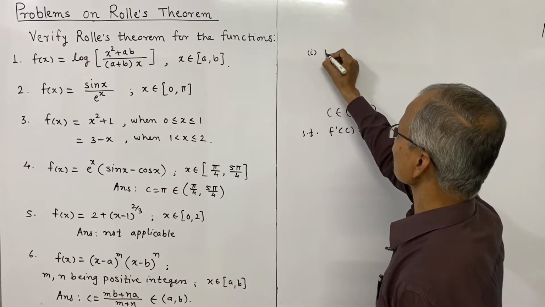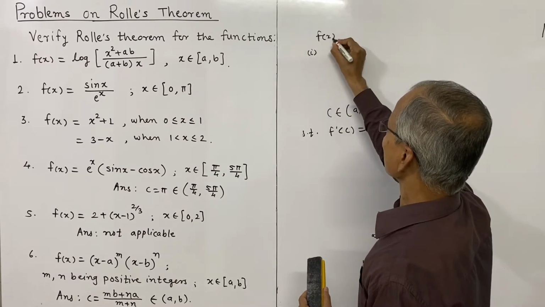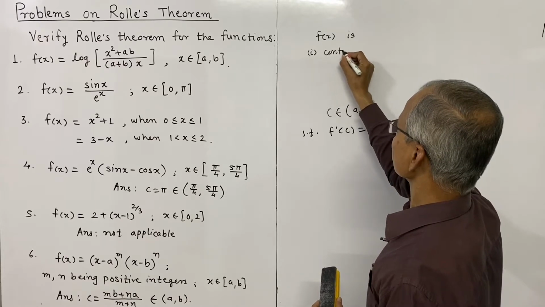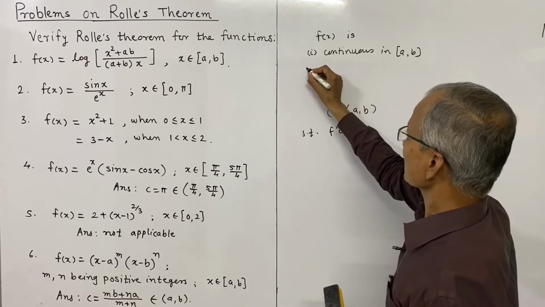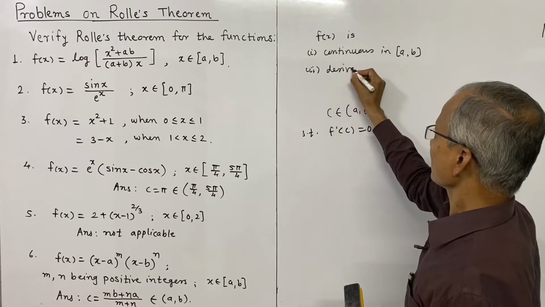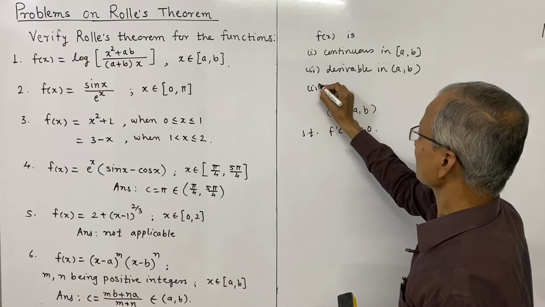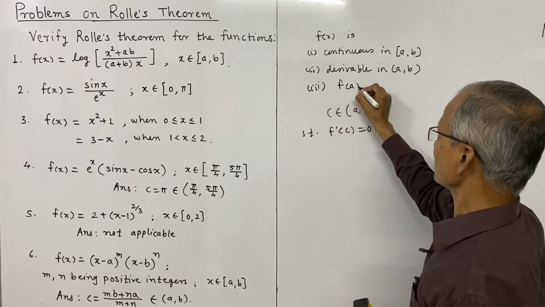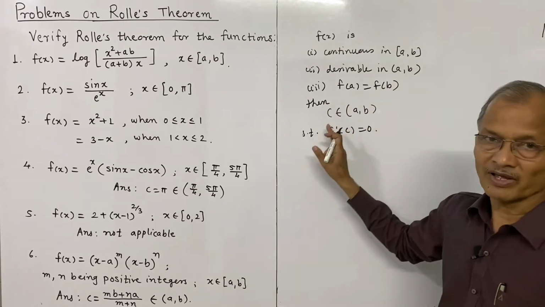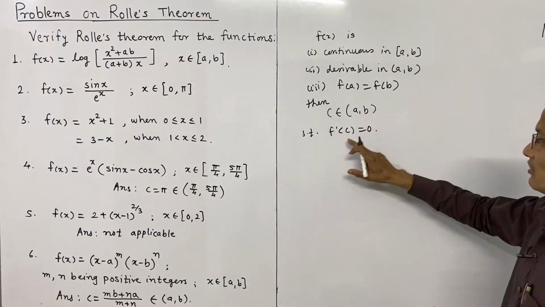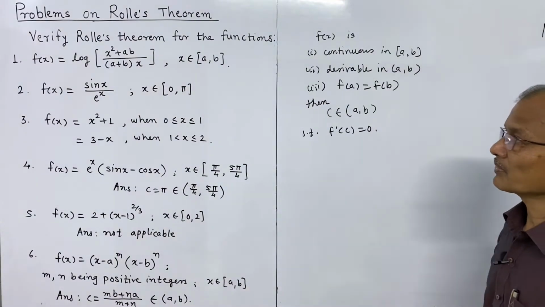There are three conditions. First is f of x is continuous in closed interval a b. Second, derivable in open interval a comma b, and third, f of a is equal to f of b. Then there exists at least one value c in the open interval a b such that f dash of c, derivative at that point c, is equal to 0. So this is the Rolle's theorem.